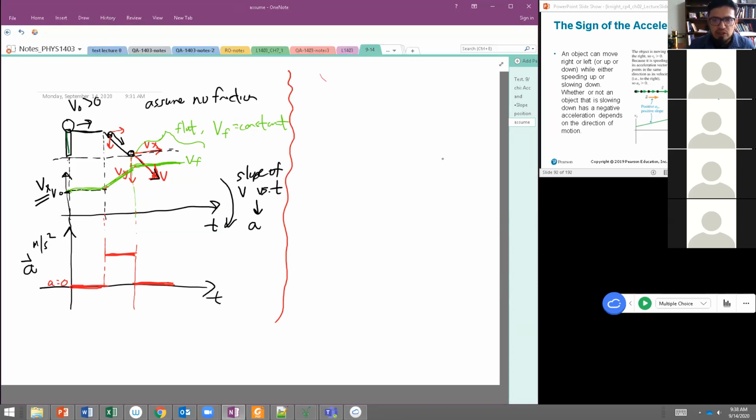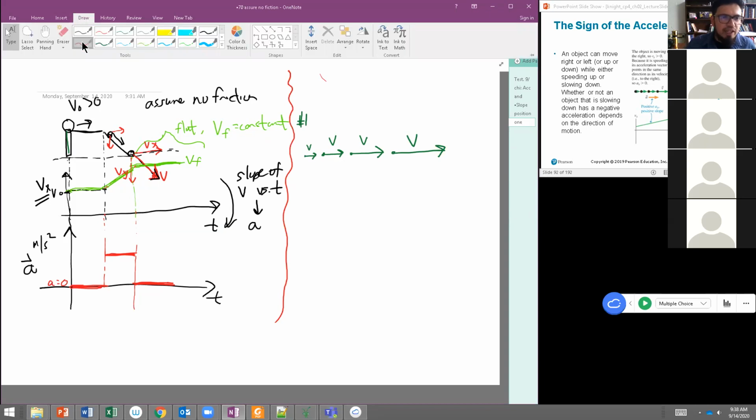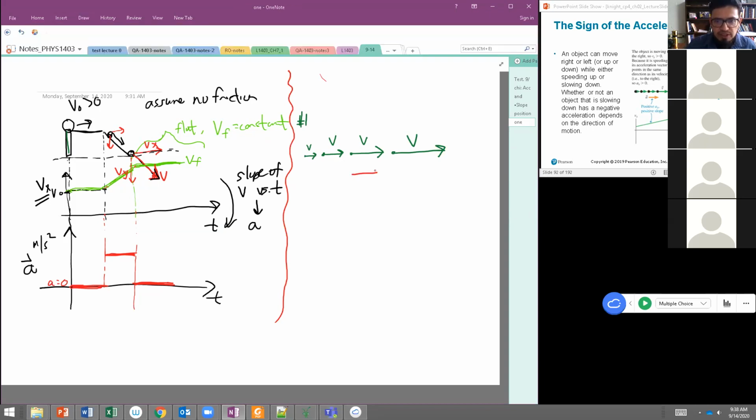So in one case, I'll just put this number 1, you could have a situation where velocity starts off low, and then it starts getting a little bit more positive, and more positive, and more positive. And in this case, because the velocity is changing in the positive direction, that means that we have a positive acceleration to the right.